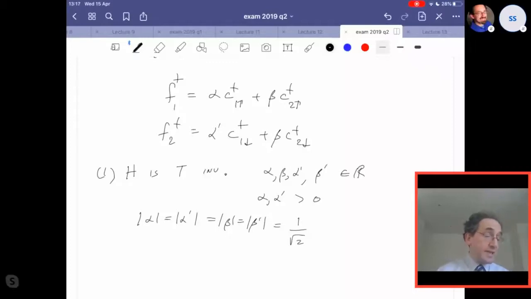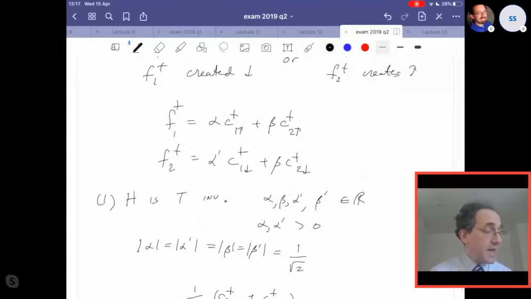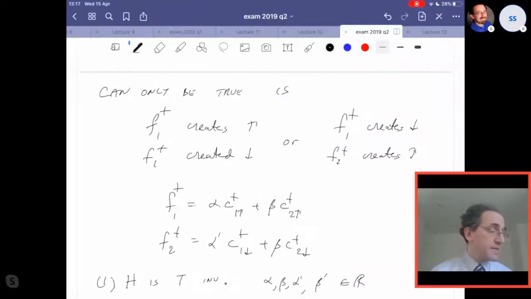So this leaves us with the only possibilities of wave functions that look like 1 over square root of 2, C dagger 1 up plus or minus C dagger 2 up, and similarly for down. And this is not surprising, because these are the non-interacting orbitals, and these are the only possibilities. Okay, so you have to fill non-interacting orbitals because of this translational invariance.